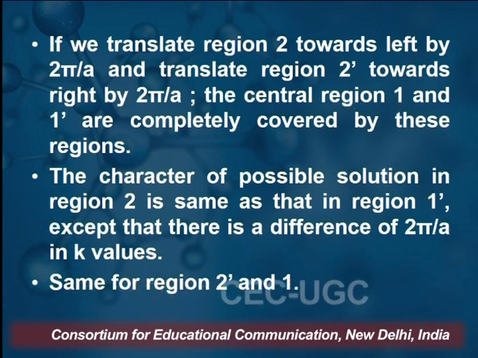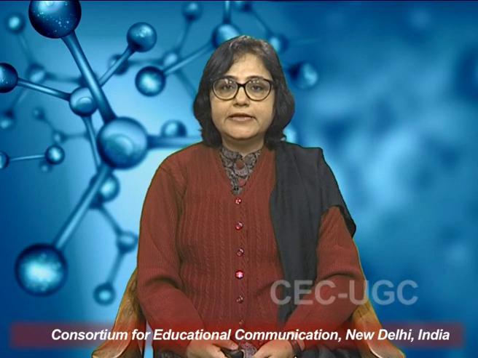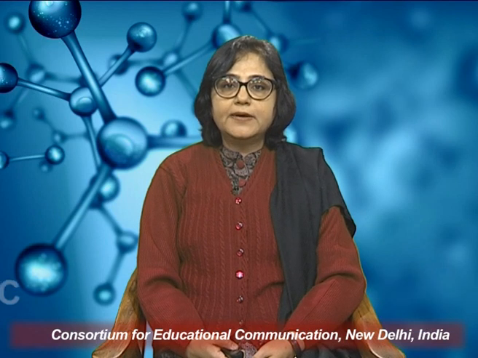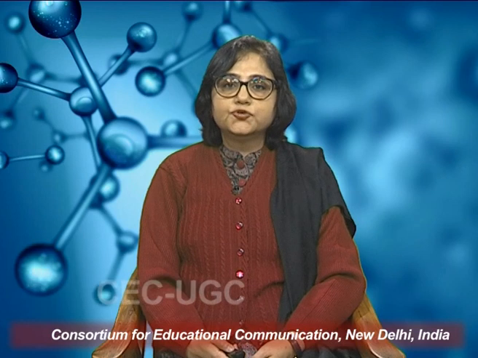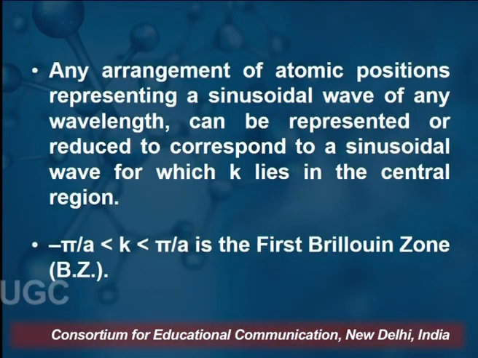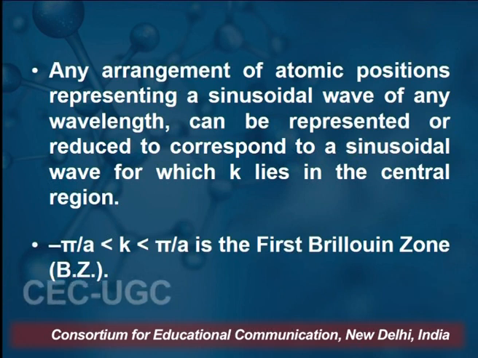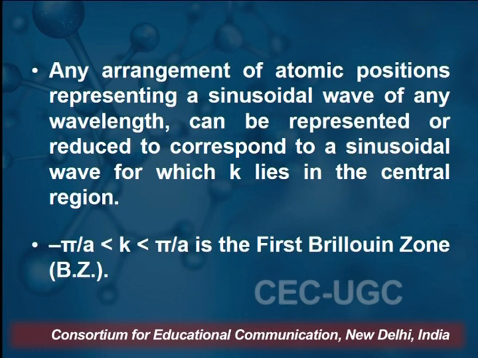similarly for 3 and 3 prime, again the region can be translated to the region minus pi by a to plus pi by a by a suitable lattice translation vector. That means any arrangement of atomic positions representing a sinusoidal wave of any wavelength can be reduced to correspond to a sinusoidal wave which lies in the central region. Now, this region minus pi by a to plus pi by a in k value is called the first Brillouin zone.